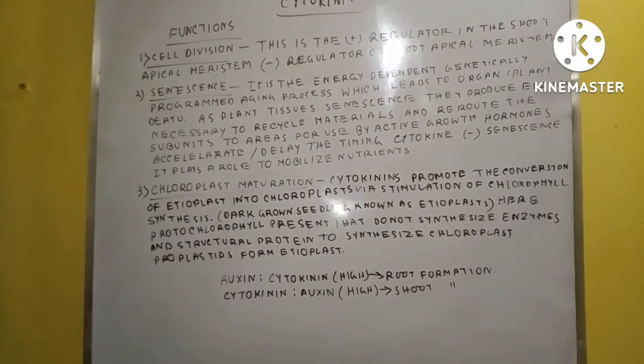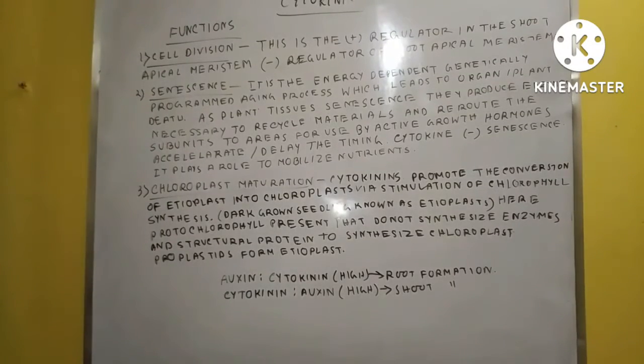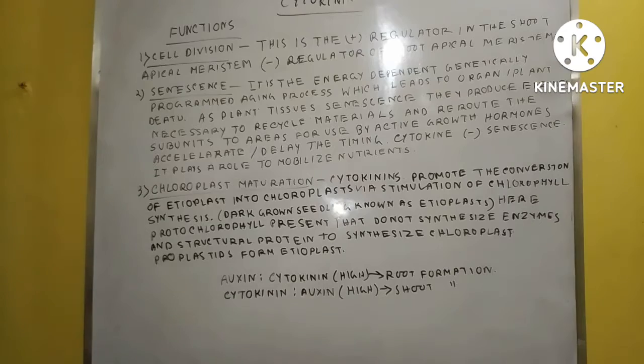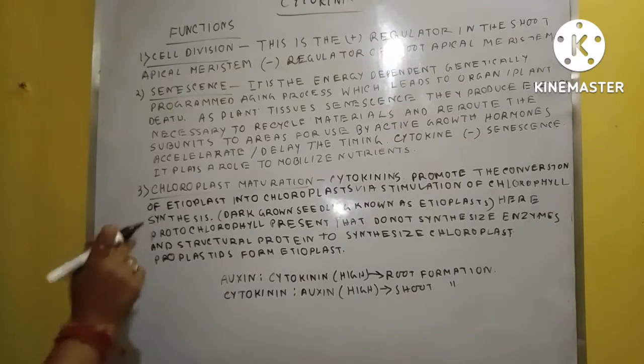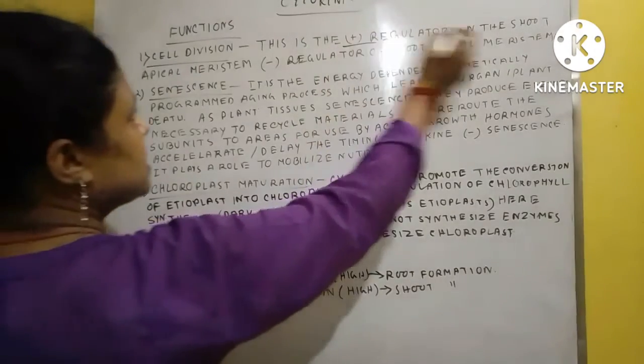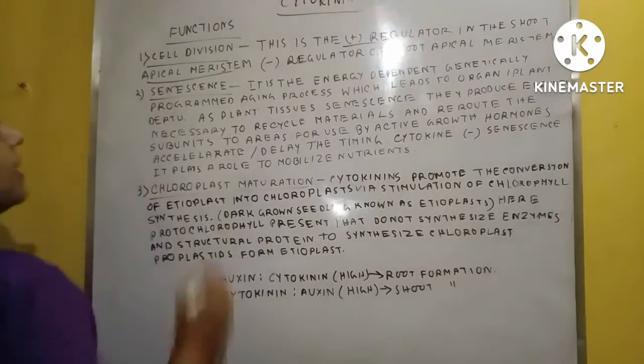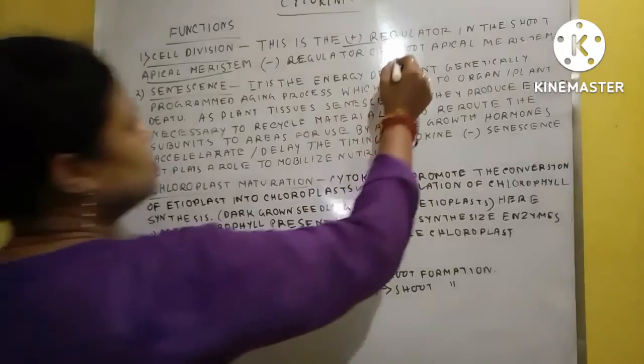Now we learn about the function of the cytokinin. So here you can see the first one is cell division, second one is senescence, and the third one is chloroplast maturation. So in case of cell division, cytokinin is the positive regulator of shoot formation or shoot apical meristem, and negative regulator of the root apical meristem.